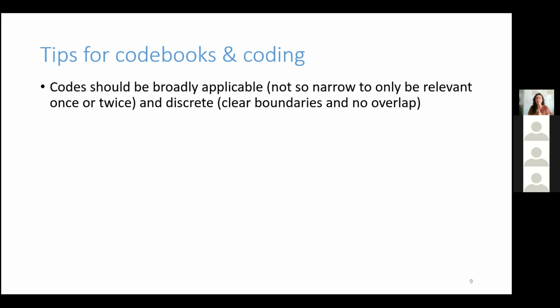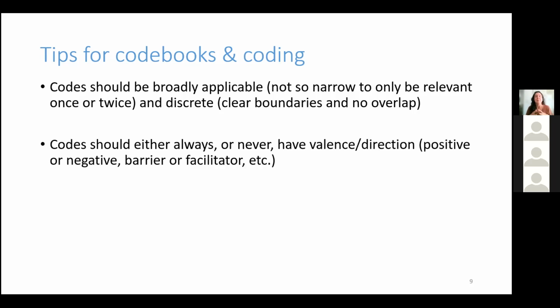but they also need to be discrete. They have to have clear boundaries and they can't overlap with other codes, because if they overlap with other codes, then it's going to be very hard to reach agreement and be consistent about applying them. So they need to be broad but discrete, which is sometimes a very hard balance to strike. It can sometimes take a while to reach that balance.